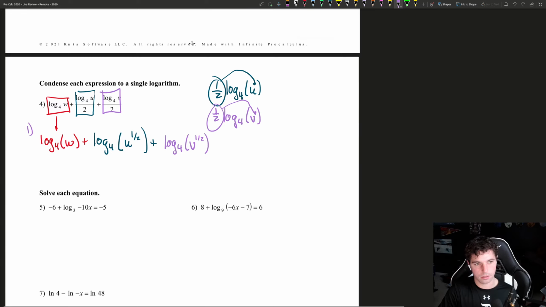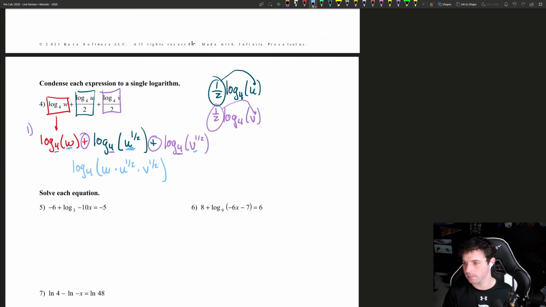All right, part 2 is then realizing that we're adding all of these things together, and because we're adding those things and they all have the same base, that means we can condense them into a log of products, right? So our final answer is just going to be log base 4 of the product of each of these things, right? So w times u to the 1/2 times v to the 1/2. And then that is as condensed as that's going to get.